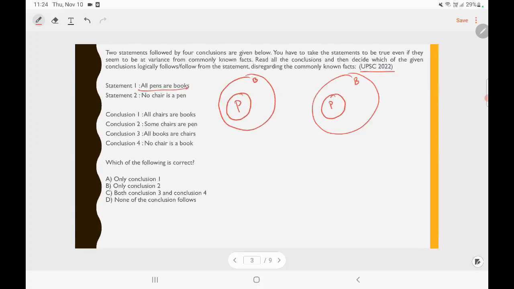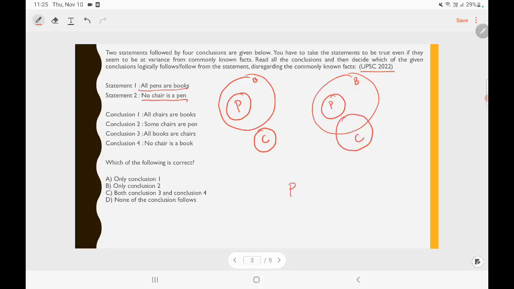So let's read the second statement. No chair is a pen. That means the circle of pen and circle of chair will not intersect. So let's say this is the circle of chair. So this is one possibility. Here the circle of pen and circle of chair are not intersecting. This is a possibility. In this case also, the circle of chair and circle of pen is not intersecting.